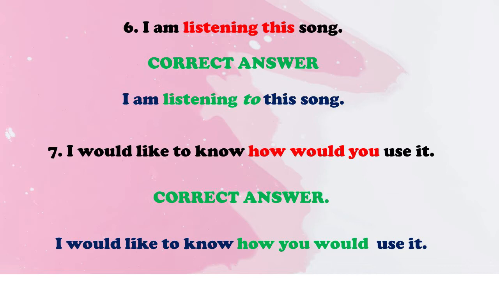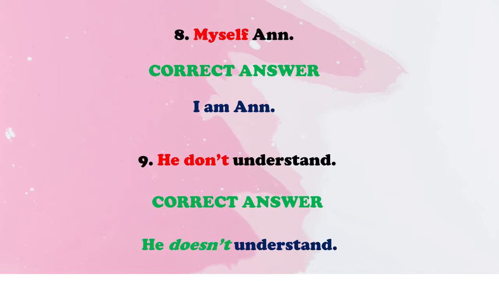The seventh one would be, "I would like to know how would you use it?" The correct way to say the sentence would be "I would like to know how you would use it." But when we ask a question, you would say, "how would you use it?" All right. "Myself Anne." You can simply say, "I am Anne." Let's look at the ninth one here. "He don't understand." Notice that with he, she, and it, we use "doesn't." All right, so it would be "he doesn't understand."